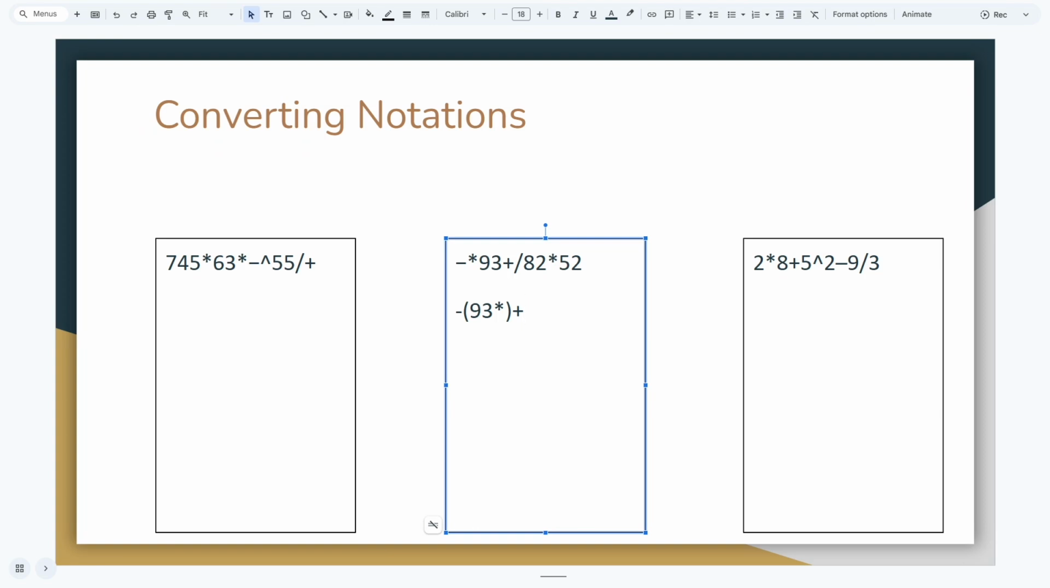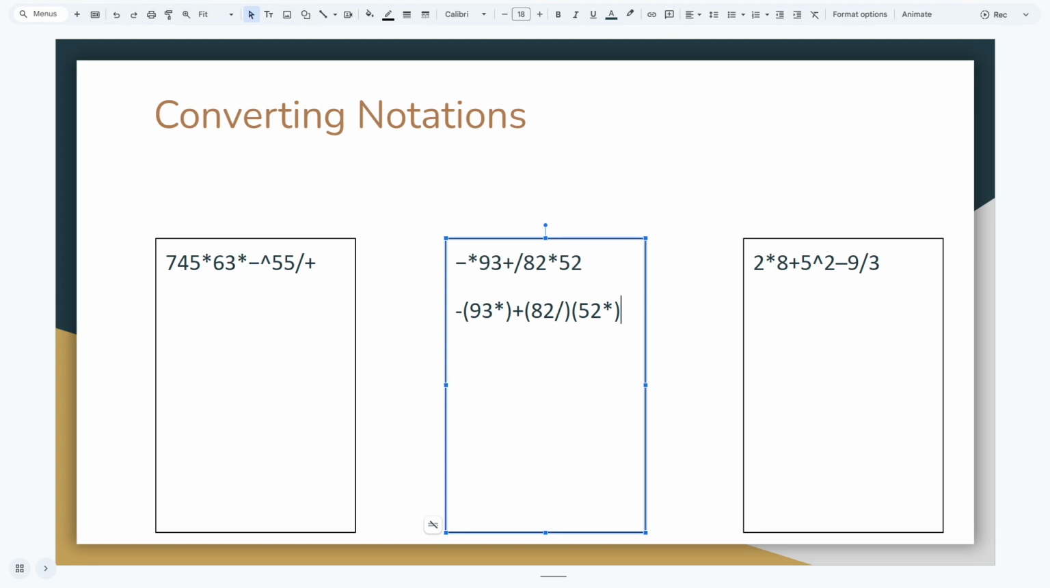We just move the operator, which is the divide, to the end and add brackets. 8,2 divide, close the brackets. And now multiply 5,2 again. We do the same thing. 5,2 multiply, close the brackets.